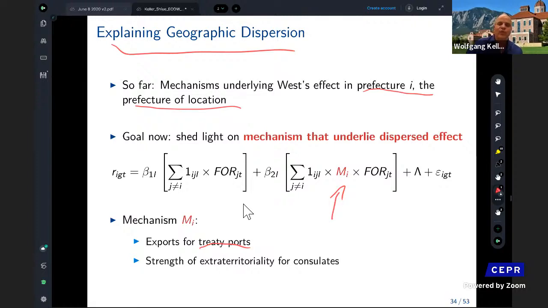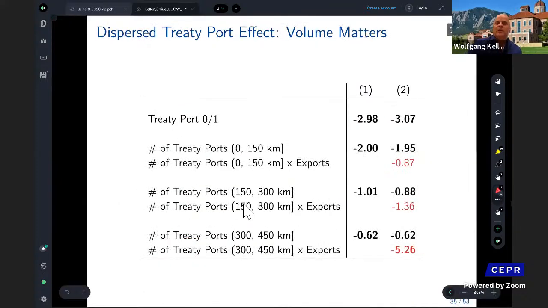Let's move first to these treaty ports. So we have here now two specifications, and we have the same control variables in the specification. I'm just suppressing them here in order to keep this manageable. So we have here the effect in the prefecture itself. So that would be the standard difference in difference type of analysis.